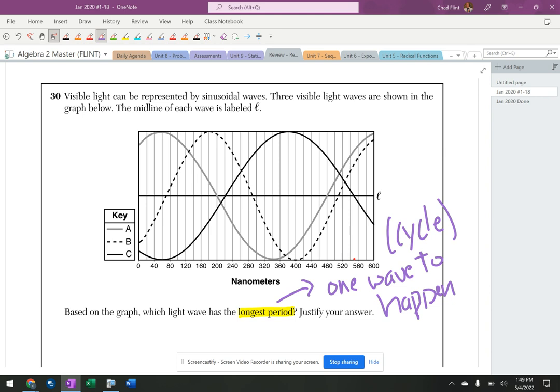The easiest way to do this is to find the high point of two of these graphs. So like there, and the other one happens like over here someplace, and find the distance between those two. The problem with this graph is you don't have any of that on there. All right, so what I'm going to have to do instead is find a top and a bottom and then double the distance between those.